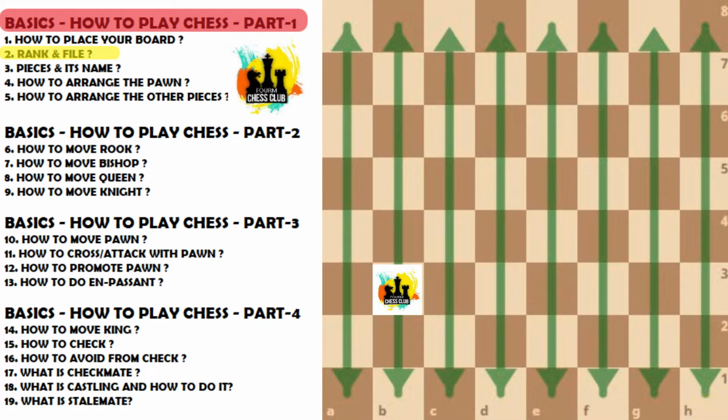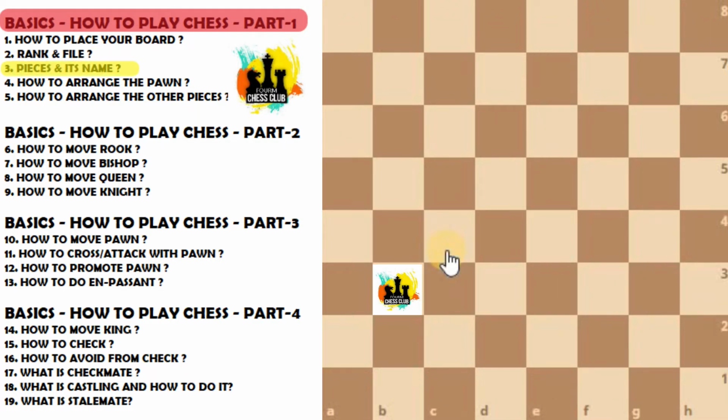The next topic we are going to see today is pieces and their names. We will see the different pieces on the chessboard. The first and foremost piece is the king. There will be two kings on the chessboard: one is the light color king and the other is the dark color king, the white and black king.